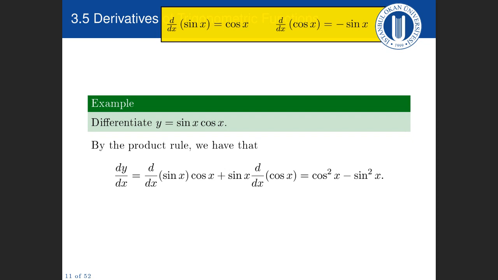Differentiate y is equal to sine x cos x. This is another product rule question. We have function multiplied by function. Differentiate one of them and leave the other function as it is, and then do plus, and then do the opposite. Leave the other one as it is and differentiate that function. So derivative of sine x plus cos x multiplied by cos x plus sine x derivative of cos x. So that's cos squared x minus sine squared x.